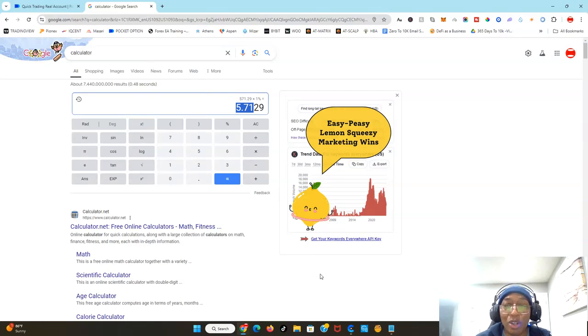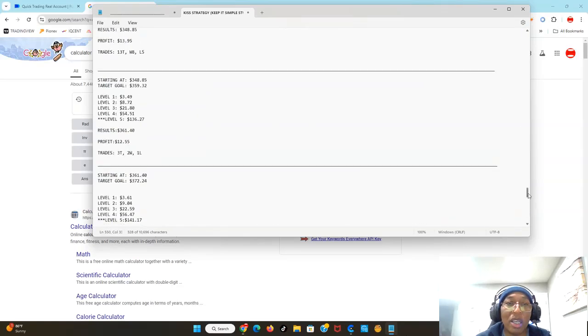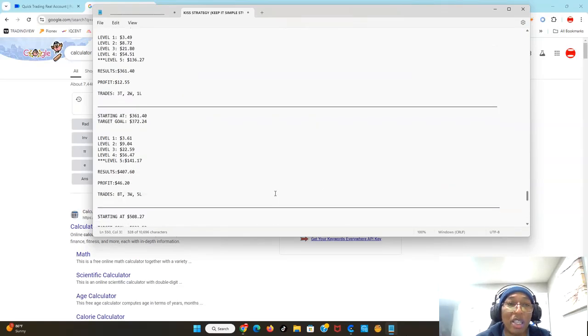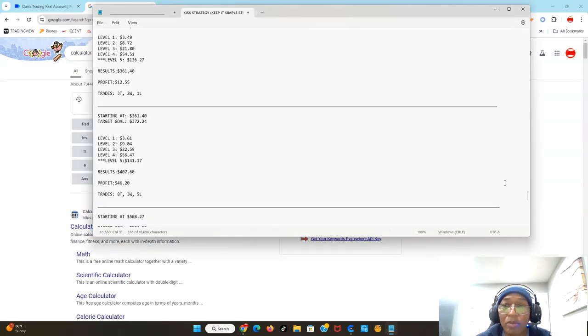Now, we are using a martingale strategy. So what does that mean? It means that the next level 2 trade is going to be 2.5 times this one. So you're going to multiply this by 2.5, and you can see it's 14.28.